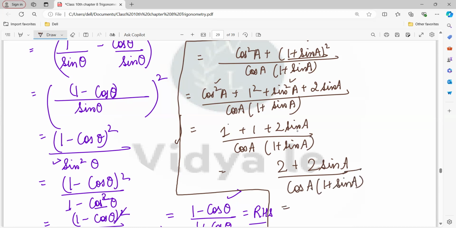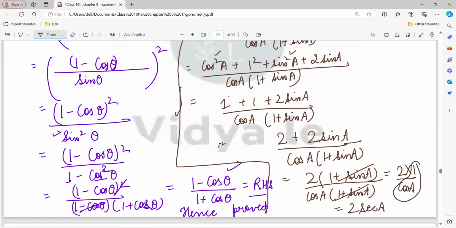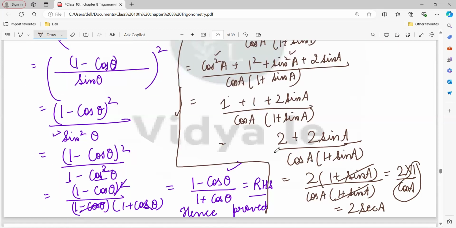Now we'll take 2 common. So we are left with 1 plus sin A in the numerator, and in the denominator, we have cos A into 1 plus sin A. This 1 plus sin A and 1 plus sin A will cancel out each other. So we are left with 2 upon cos A. And we know that 1 upon cos A is equal to secant A. So we got the value as 2 secant A. This is what we have to prove. So on solving the left hand side, we got 2 secant A, which is equal to the right hand side, and hence proved.